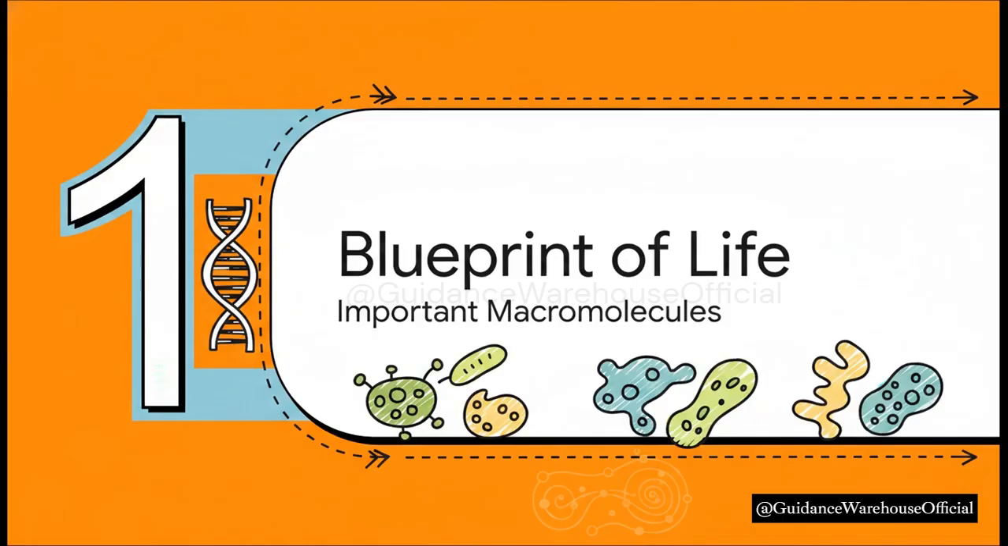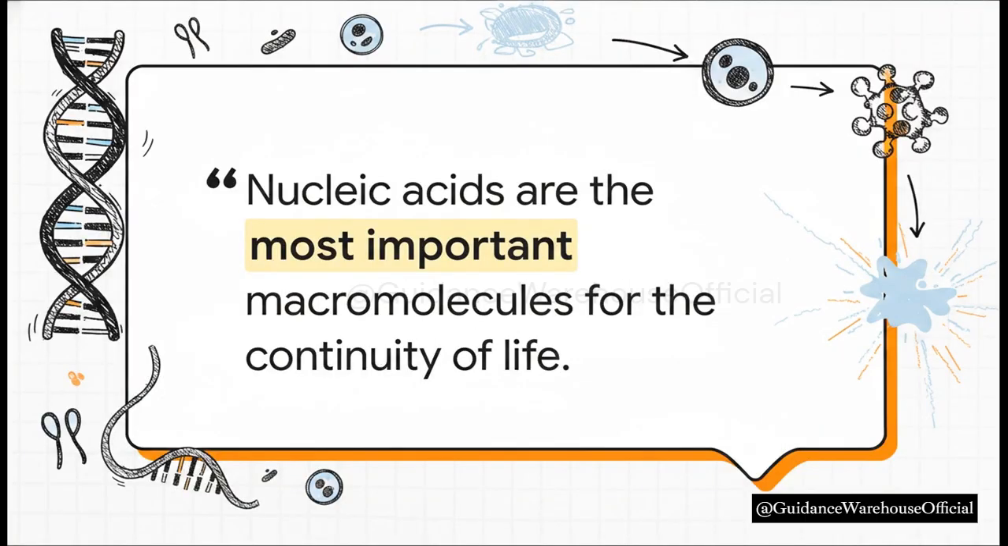Okay, let's dive right into this with Section 1, the blueprint of life, and look at why these are the most important macromolecules. So take a look at this quote. "Nucleic acids are the most important macromolecules for the continuity of life." That is a pretty massive statement, right? But honestly, without them, life as we know it simply stops. DNA and RNA are the foundational materials for literally every single living organism on Earth. Whether we're talking about a super simple single-celled bacteria or a highly complex multicellular mammal like us, the continuity of that species generation after generation relies entirely on these macromolecules holding that cellular blueprint.